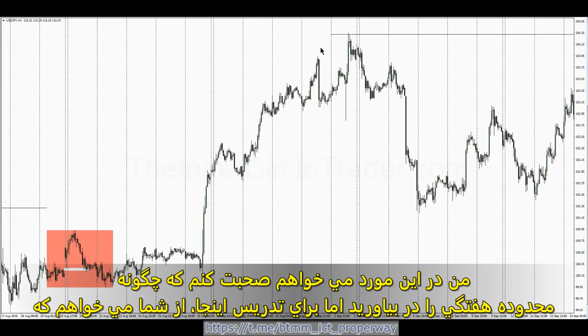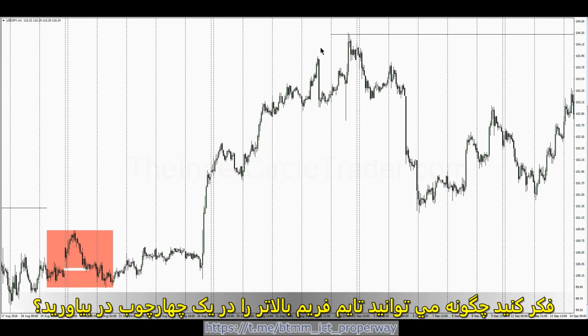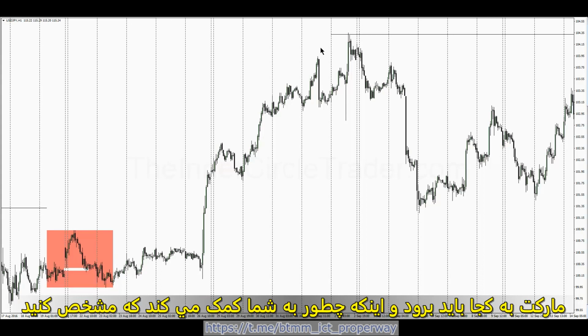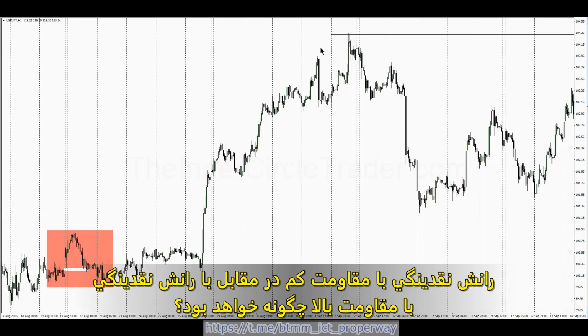I will go into discussions about how you get the weekly range, but for this teaching here, I want you to think about how you can frame the larger time frame, where the market should be going, and then how it helps you define what a low resistance liquidity run would be versus a high resistance liquidity run.